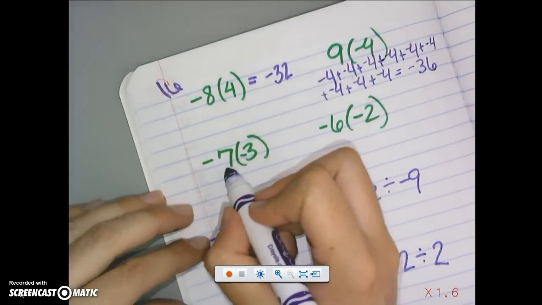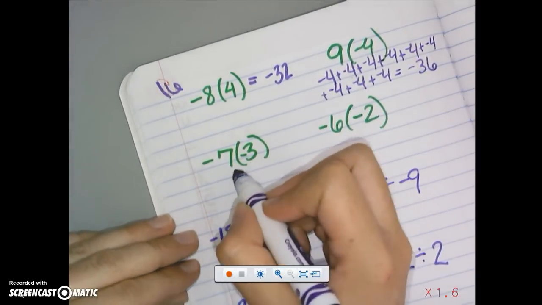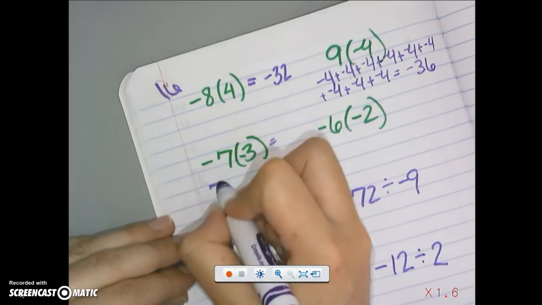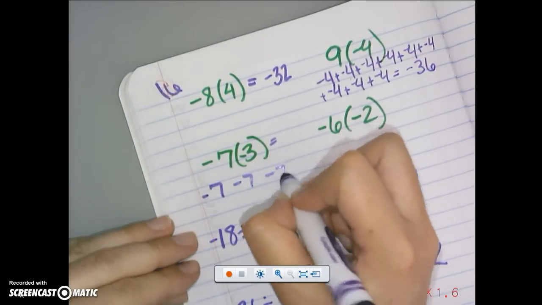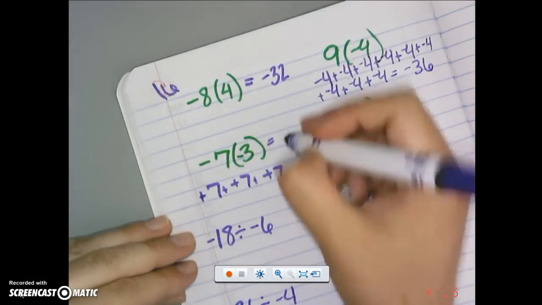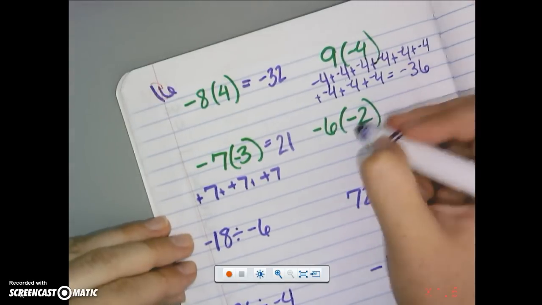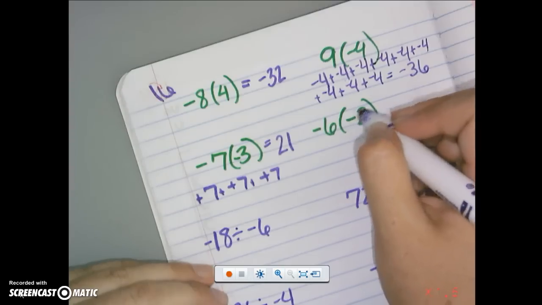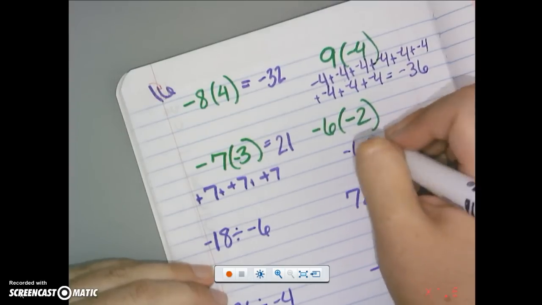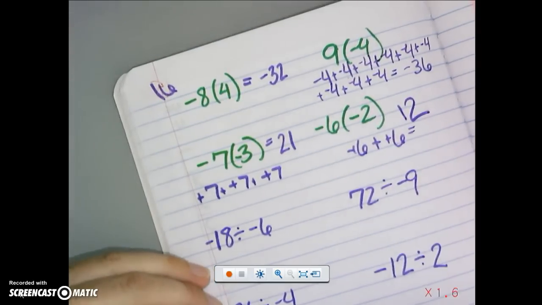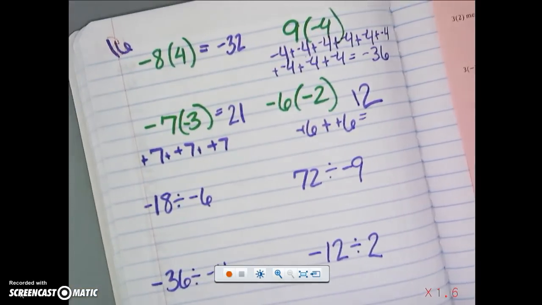All right, we need 3 groups of negative 7, but we're going to do the opposite. Those are my groups. But remember, we're going to do the opposite, so that's like adding 3 positive 7s, which equals 21. I need negative 6 times negative 2, so the opposite of 2 times. So I have my negative 6 plus my negative 6, doing the opposite, and that's going to equal, you're right, positive 12.